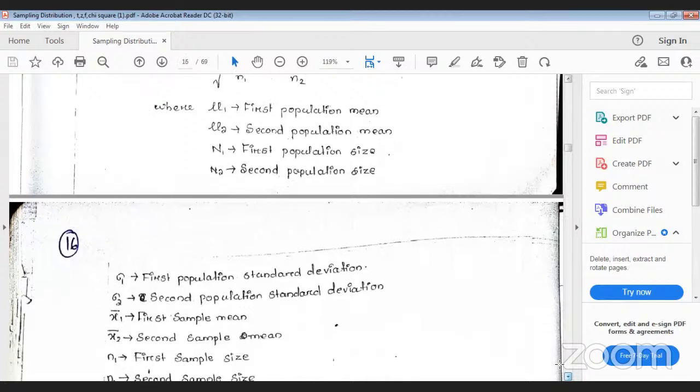All the notations here are given: mu1 is the first population mean, mu2 is the second population mean, n1 is the first sample size, and capital N2, capital meaning population, is your second population size.